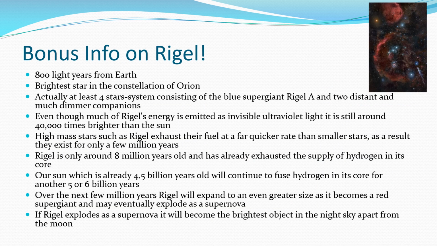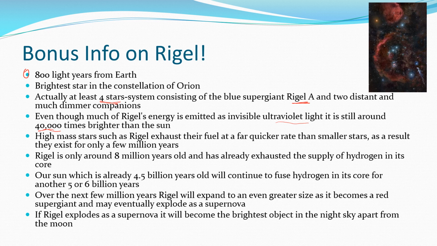Here's a bit of bonus info about Rigel. Although he's 800 years from Earth, he's the brightest star in Orion, but it's actually 4 different stars together. All right, we're mainly seeing the supergiant Rigel, and there's a few distant dimmer stars with him. Much of its energy is emitted as UV light, but it's still 40,000 times brighter than our sun. So it's a very, very big, bright star.